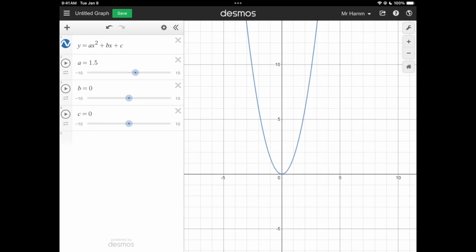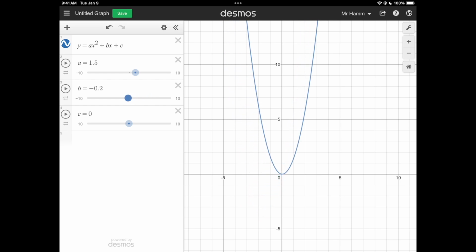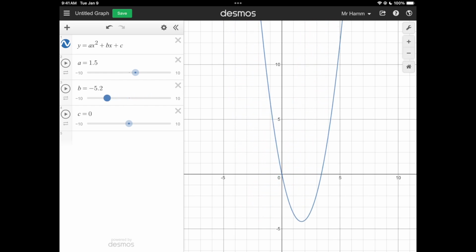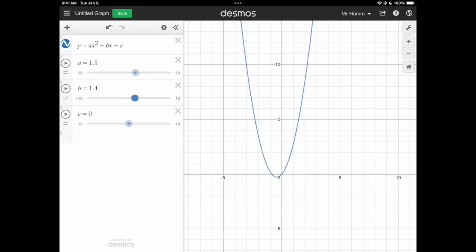b and c are a little different though. So you might think maybe b is related to q or p in some way. It's not quite. So if we play with b, you'll notice that changing b really moves the entire parabola in a kind of weird way. So it's sliding around diagonally to the right now, focusing on the vertex, and then it's going back up and diagonally to the left. So b is kind of unpredictable and not really helpful.